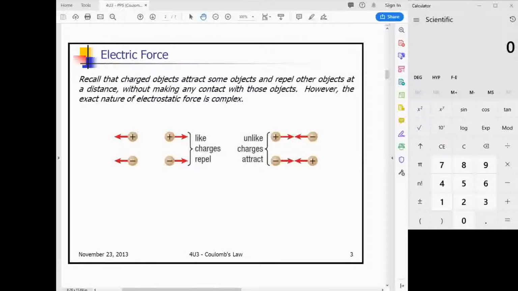So what we have in electricity is that the like charges repel. So a proton repels a proton, and an electron repels an electron. And the unlike charges attract. So a proton attracts an electron, and an electron attracts a proton. So that makes it a little more complex than just the gravitational force.